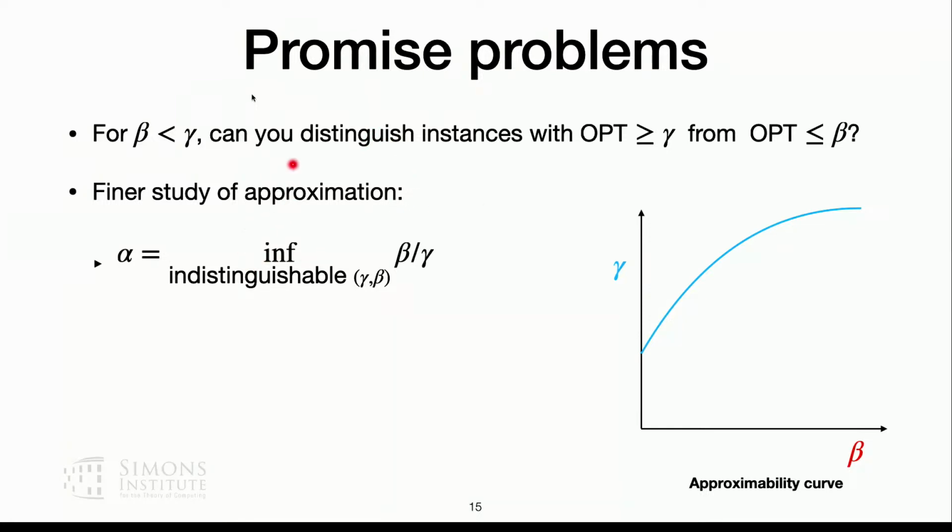For example, if from this I want to conclude what's the best possible approximation, I'll do exactly this. I look at all indistinguishable pairs gamma and beta, and if I look at the ratio beta over gamma, that actually gives me the optimal alpha approximation algorithm that I defined earlier. And you can think about this in terms of the approximability curve, where for every beta you plot the gamma, which is the largest gamma that's indistinguishable from it, and then you just look at the ratio beta over gamma and take the infimum. And that approximability curve is what we want to understand for CSPs in general. Any questions?